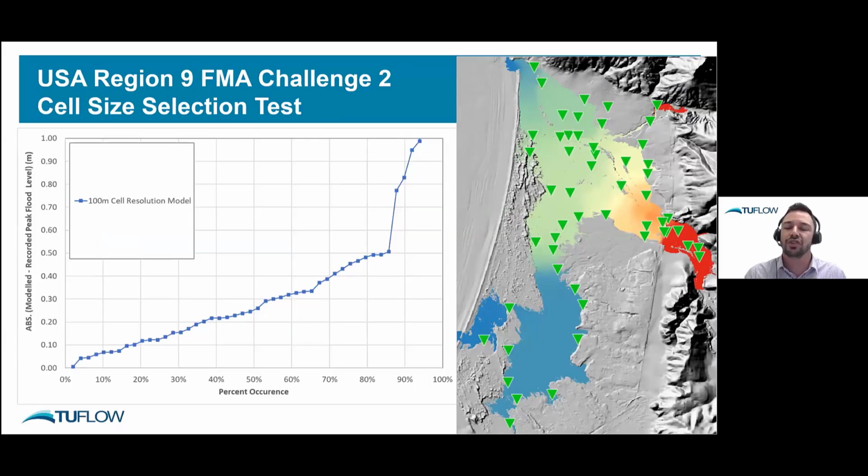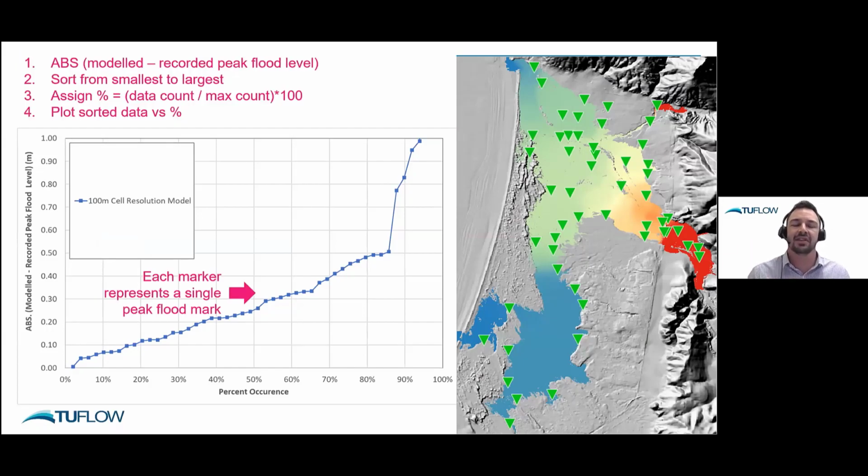When it comes to checking my calibration accuracy, I really like these cumulative or exceedance plots, where I basically take the absolute value of my modeled result minus my recorded value. I sort from smallest to largest, and I then assign a percentage value next to each target answer and just plot the data versus percentage occurrence. In this graph, each of those little markers is a single peak flood mark, where everything less than a certain percentage should be a better fit than the one to the right.